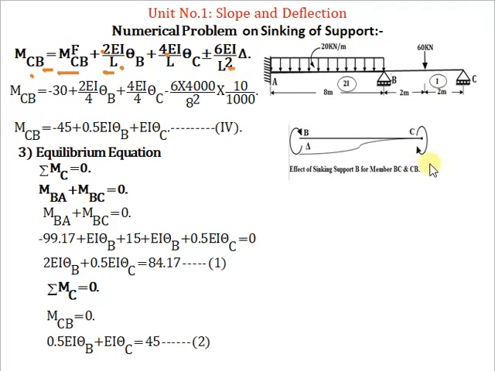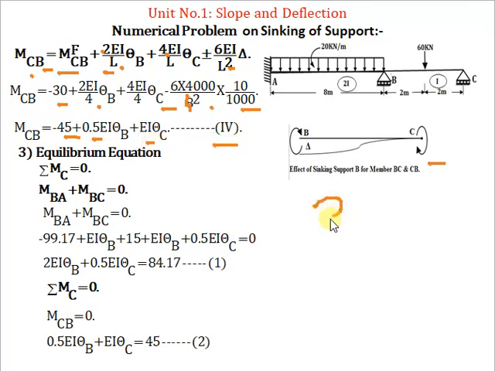Now we know the sign sense is clockwise, so the minus sign is there. Now putting the value: minus 30 plus 2EI by 4 into theta B plus 4EI by 4 into theta C minus 6 into 4000 divided by 4 square, where the length is 4 into 10 divided by 1000. So MCB is equal to minus 45.5 EI theta B plus EI theta C. Let's say equation number 4.